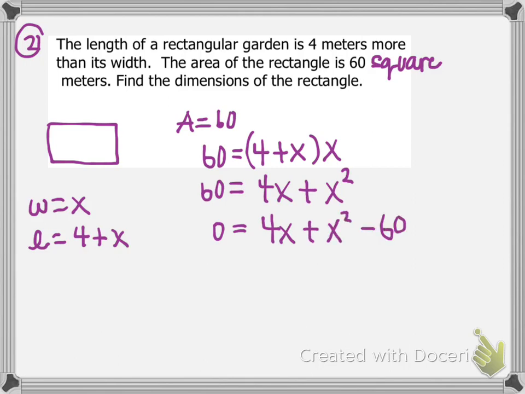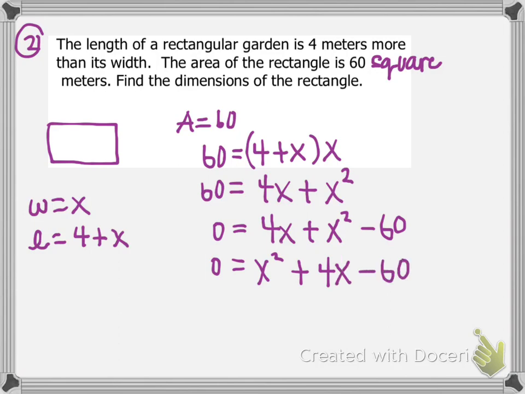All right, well, is that in any order that it's supposed to be in? No. So we need to rearrange the order. So we will have the x squared first. Then we'll have the 4x. And then we'll have the negative 60.